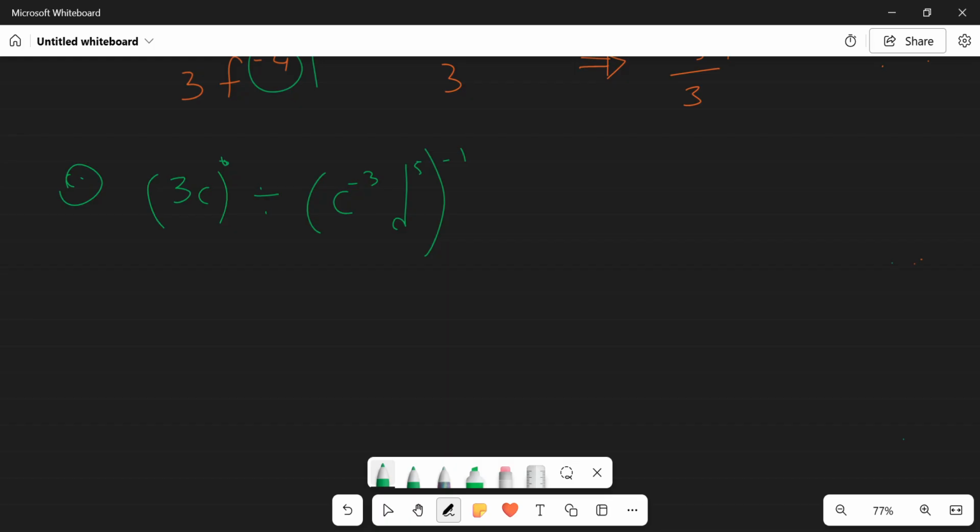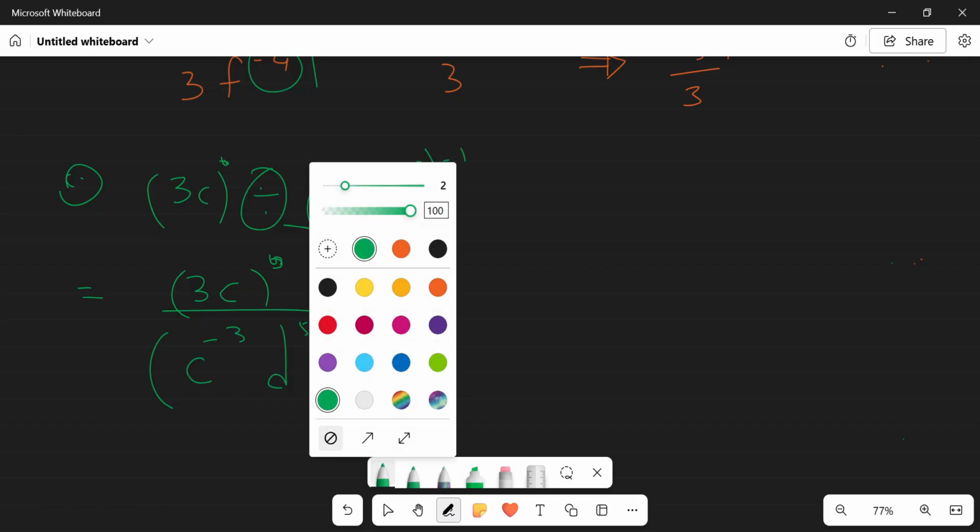Okay, earlier what I told you: first of all, do not do anything. Just convert this division sign into a fraction. Simple as that, right? So 3c to the power 0 divided by (c minus 3d) to the power 5 and minus 1. I only converted this division into a fraction. That's it, I haven't done anything.